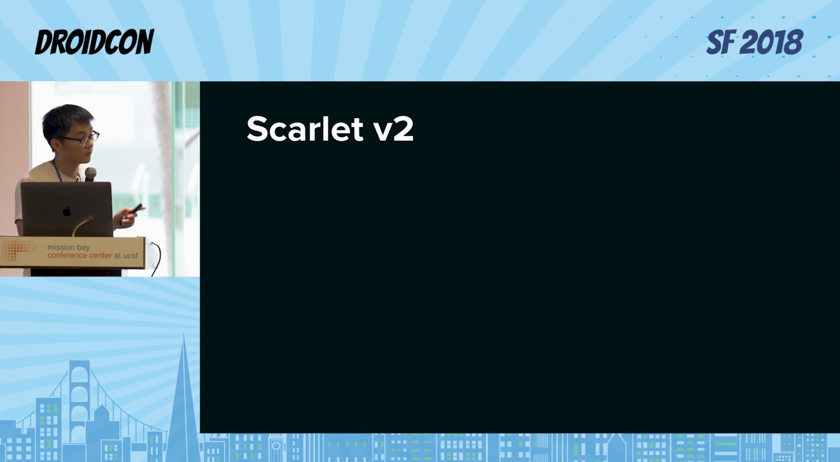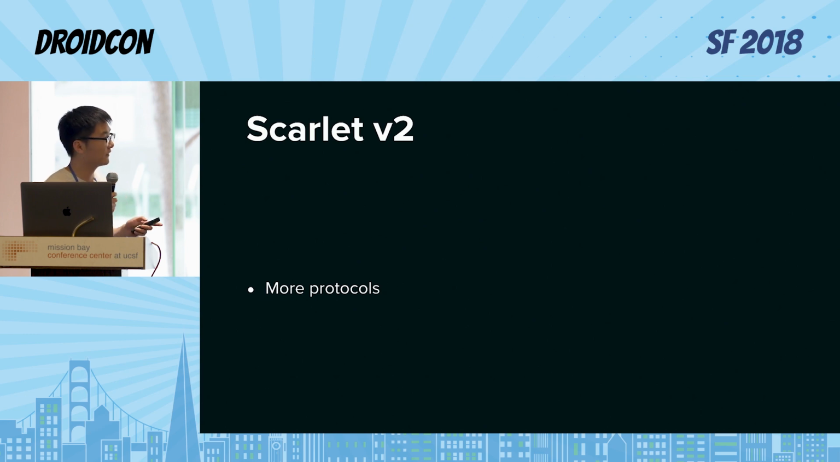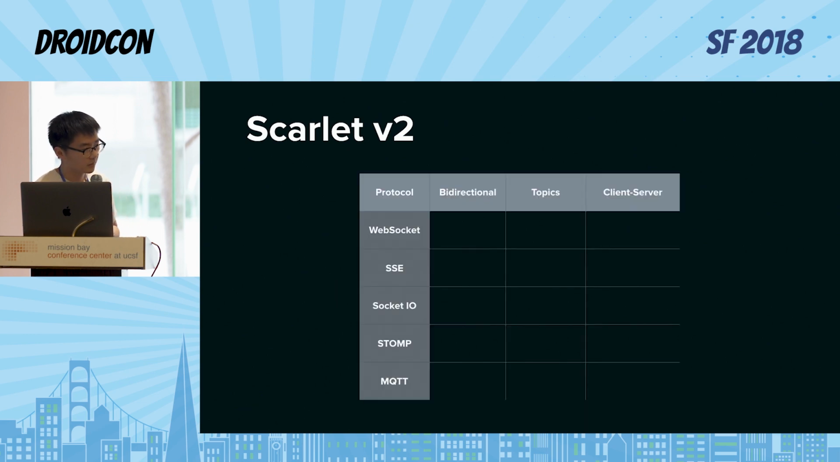Since Scarlet was released in June, we received a lot of feedback from the community. The most wanted feature is supporting more protocols. We are working on a V2 to address this need. Supporting different protocols is challenging because they are very different. For instance, not every protocol is bidirectional.